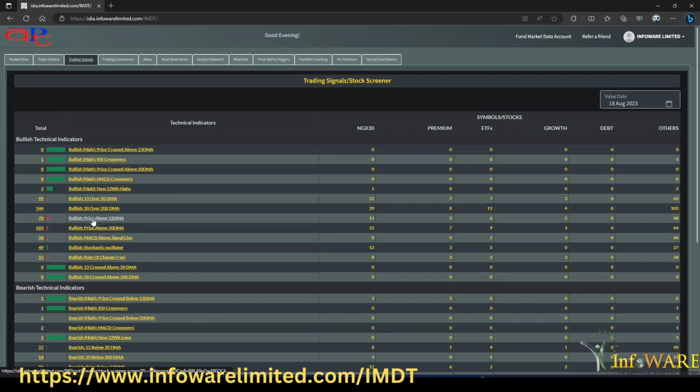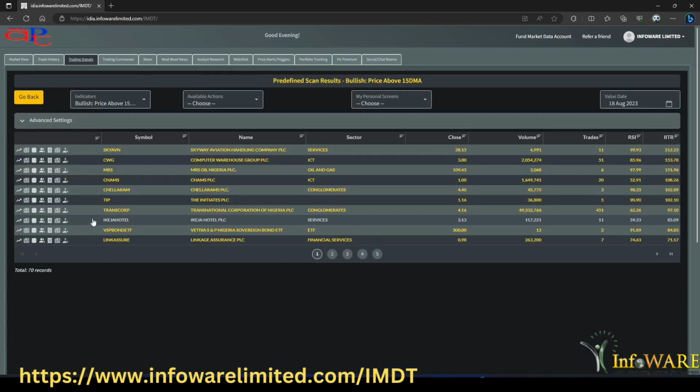Let's look at, say, the ones where the price is above the 15-day moving average. I can just click here and I can see all of the ones whose price is above their 15-day moving average. I can add all of this straight into my watch list, add all of them to my simulated portfolio, or I can download them. And I can make this my own personal screen by saving it. Right now I don't have anything saved yet. And you can scroll through the different items right there.